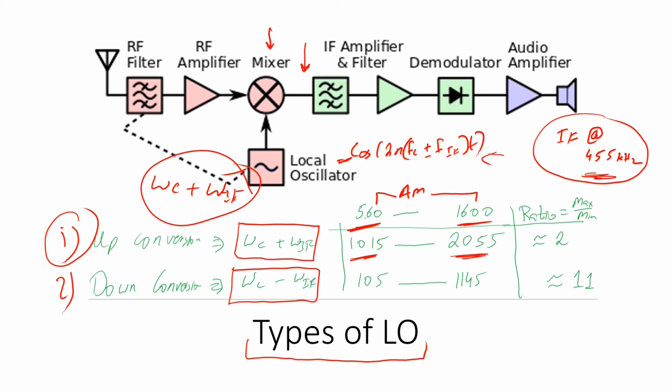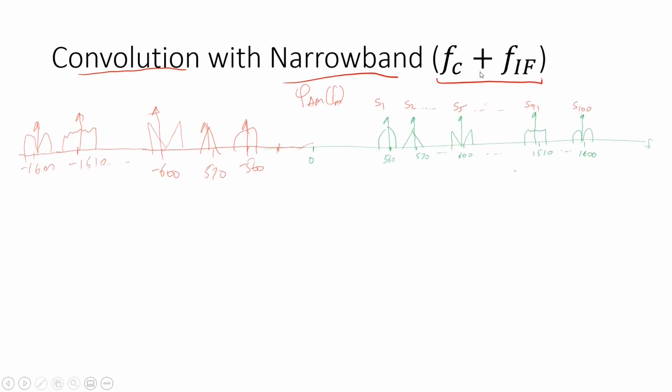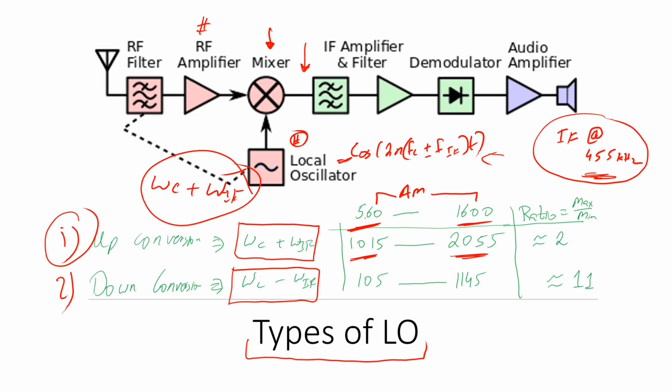This is our local oscillator. In time domain, this mixer multiplies the incoming signal with the narrow band, that is the local oscillator at the receiver. In frequency domain we have a convolution of the incoming AM signal with the narrow band from the local oscillator, that is FC plus FIF. Basically this is the signal that we have received so far. Note that I have not discussed these two blocks so far; I will come back to them in a while. We are right now in this section.